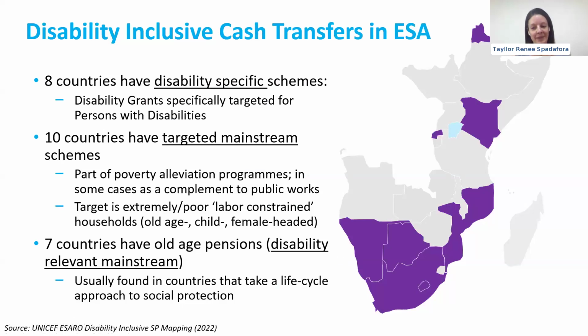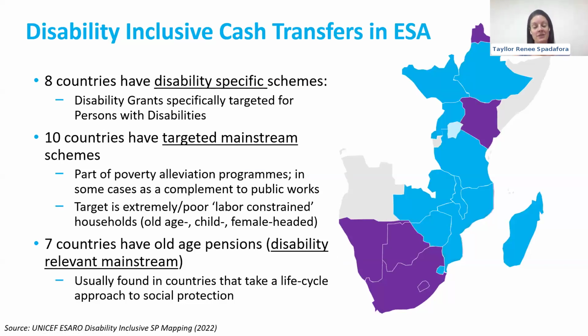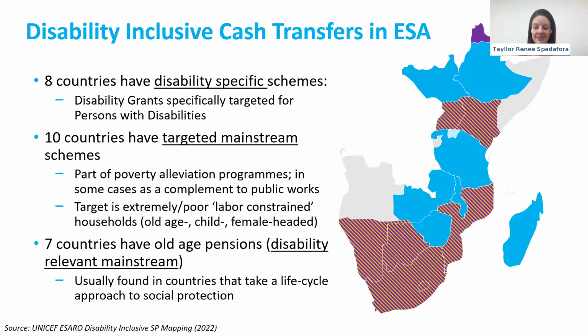How about disability? So again, I'm focusing on my region that I know well, Eastern and Southern Africa. We are finding actually there's quite a number of programs that are disability inclusive cash transfers in the region. So you can see just here by the map, we have disability specific schemes. We also have targeted mainstream schemes, and we have some disability relevant mainstream programs. But I want to be really clear, this is similar to the previous slide about the popularity of social protection, the popularity of disability inclusive social protection.